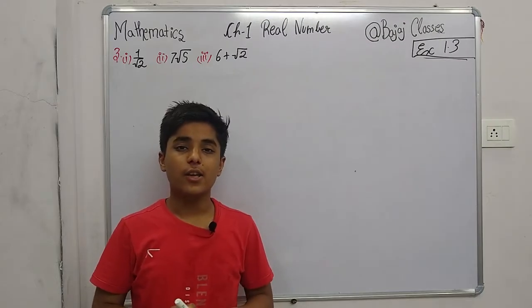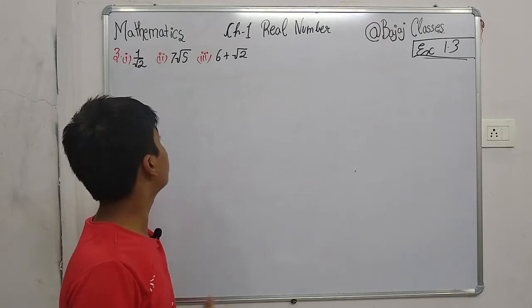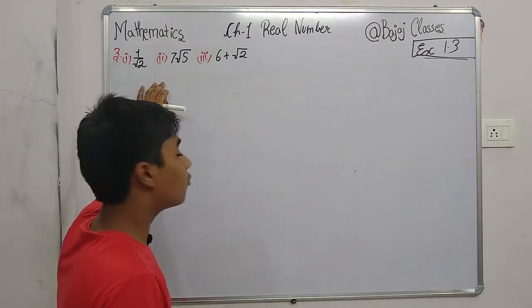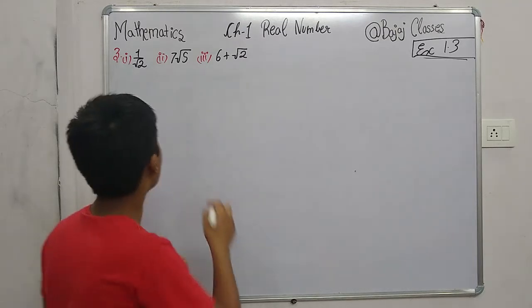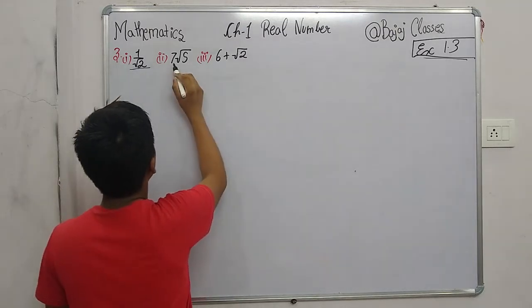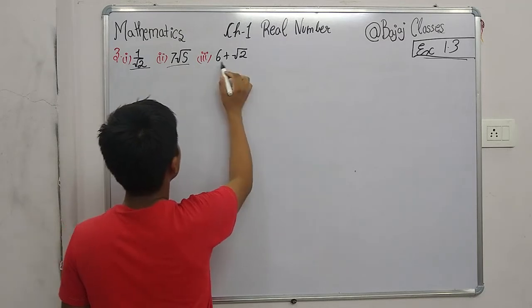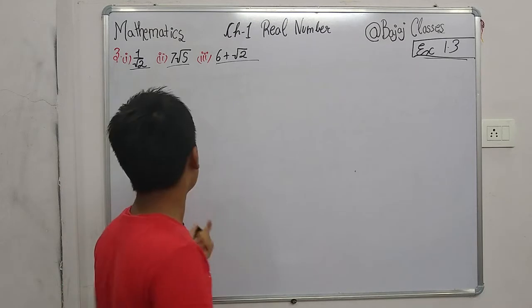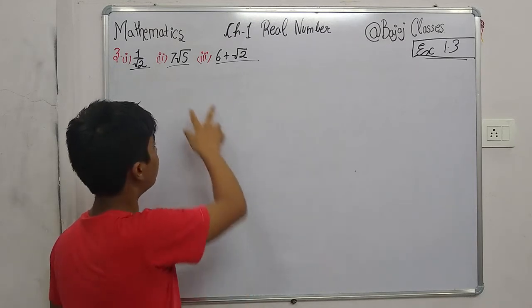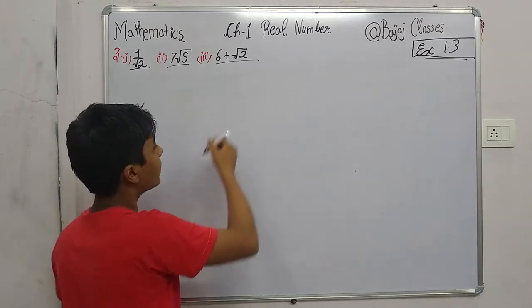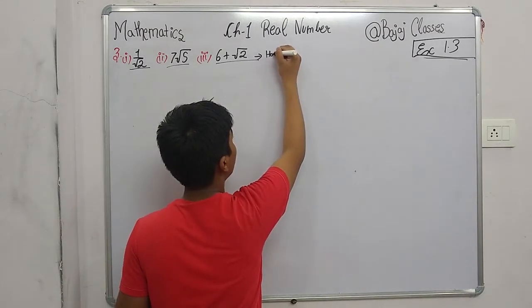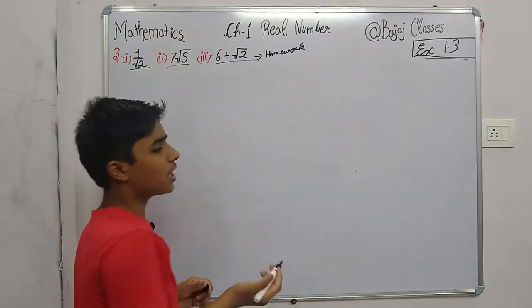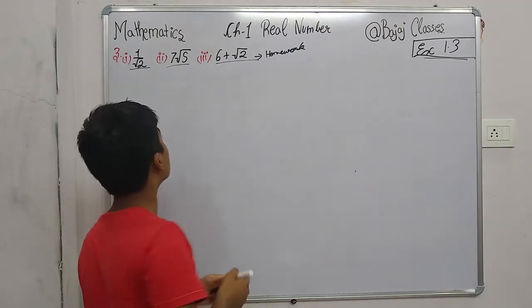Now guys, our third question of this exercise 1.3: we are given 3 numbers and we have to prove them irrational. So we have 1 under root 2, 7 under root 5, 6 plus under root 2. So we have to prove these 3 as irrational. I will do 2 of these in this video, and the other is your homework. I will tell you what you have to do, but you have to do this in your own language, and you have to use basic language.